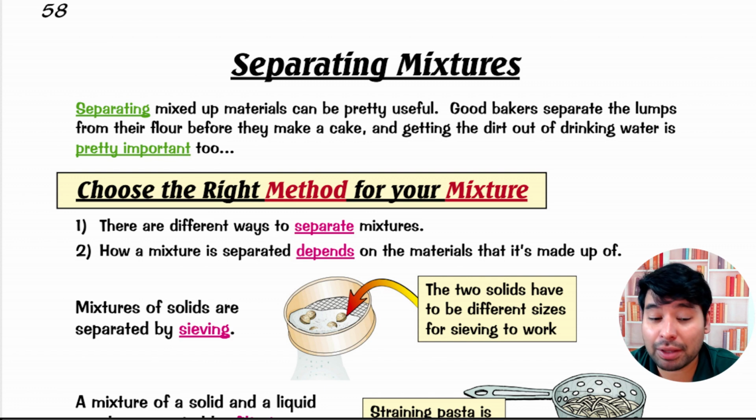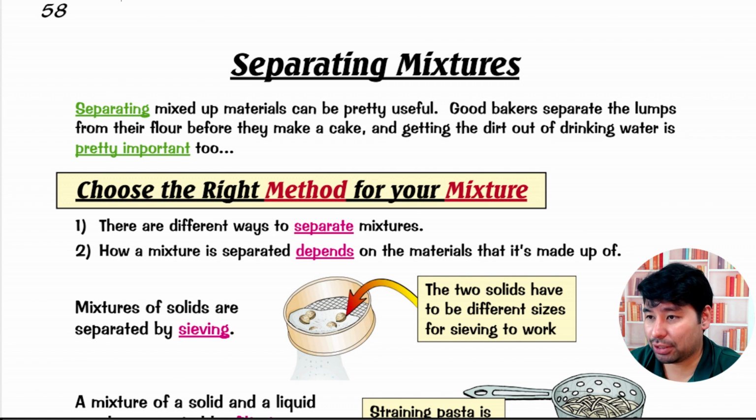So just pay attention. Separating mixed up materials can be pretty useful. Good bakers separate the lumps from their flour before they make a cake, and getting the dirt out of drinking water is pretty important too. Wow, we have a lot of important words here. Okay, so separating mixed materials. The action of separating materials is very useful.